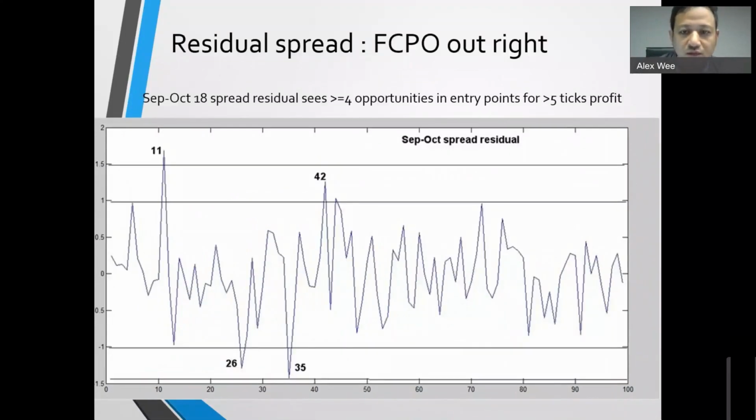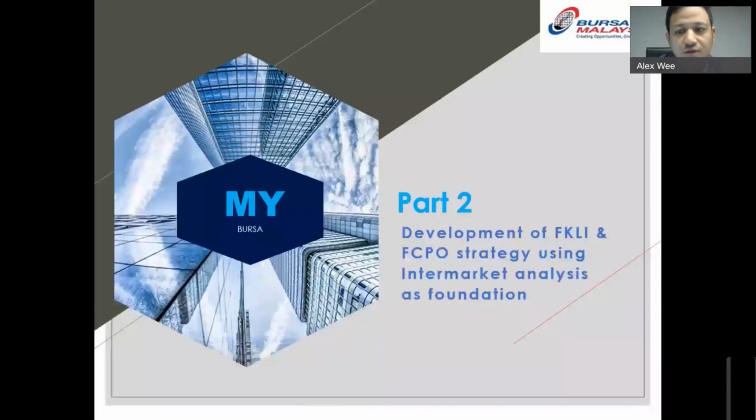Okay, this is related, and these two are very useful strategies in trading FCPO and FKLI. As long as you can do vertical calendar months on it, spread trading, calendar spread trading, these strategies are very useful. I don't touch much on it because I have covered it very extensively in the previous talk. If you have attended my previous talk, this is what you have learned. So from here I want to carry on further.